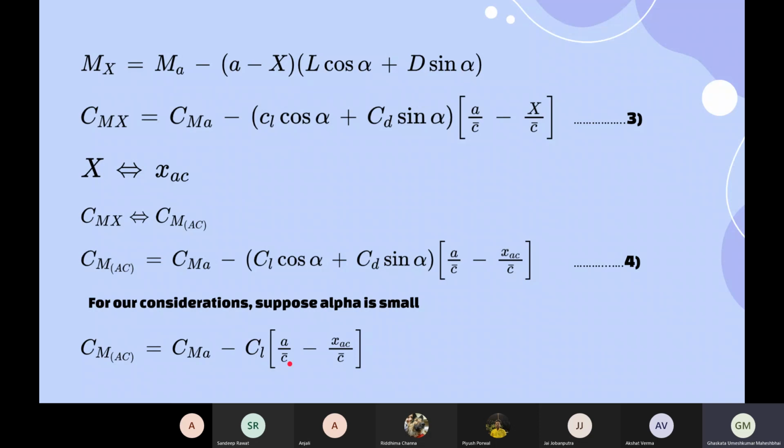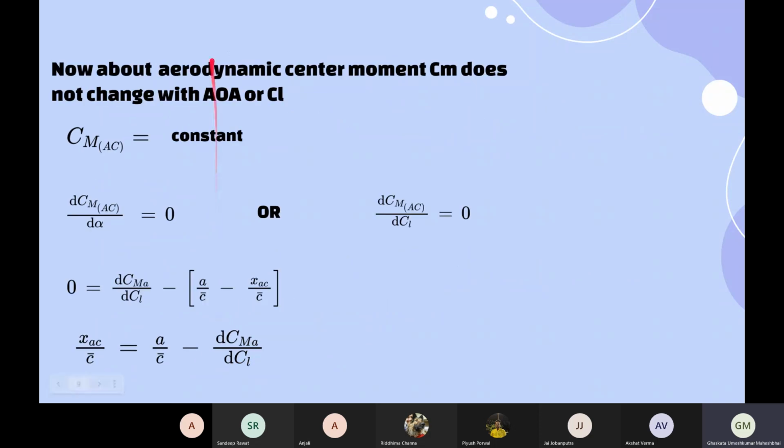Now, we know that the moment about the aerodynamic center remains constant with respect to alpha and with respect to CL, so if we differentiate with respect to alpha, we get 0, obviously. So after differentiating the upper equation, we get this equation, where x AC is the position of the aerodynamic center from the leading edge, A can be any point, and this term is the derivative of the moment about point A with respect to CL. Okay, so this formula is important, and please keep it in mind.